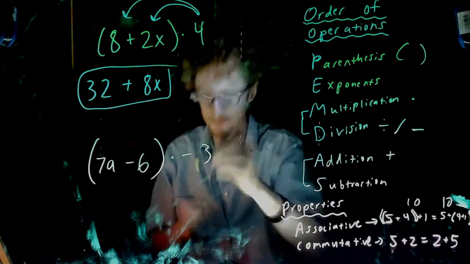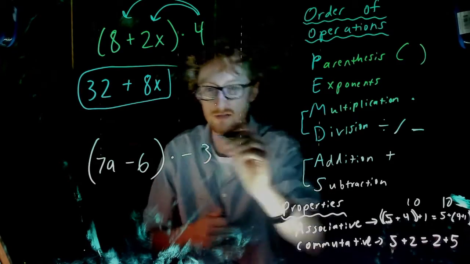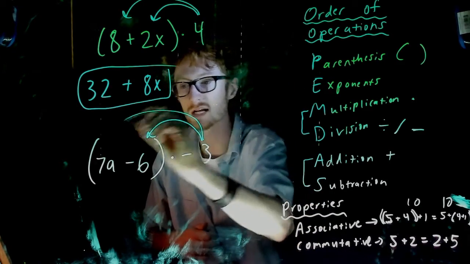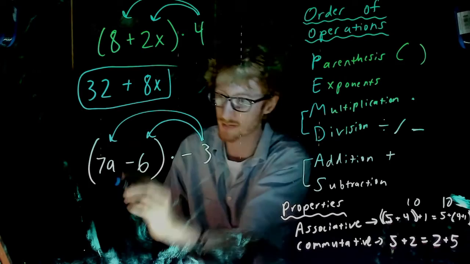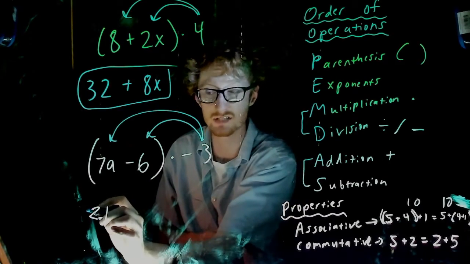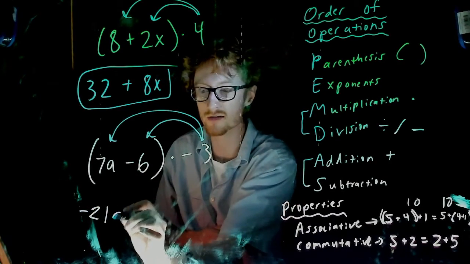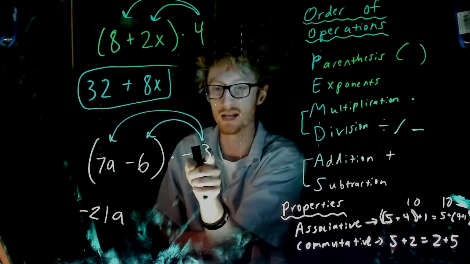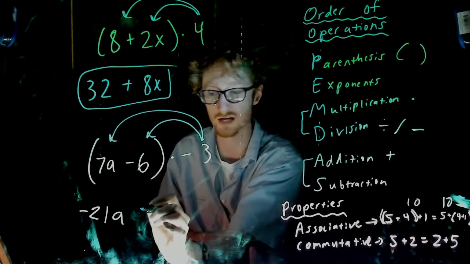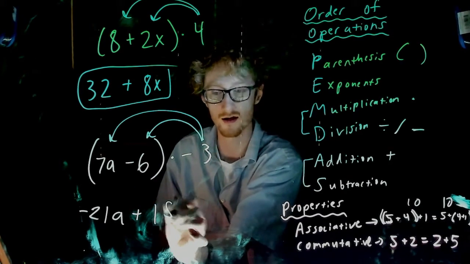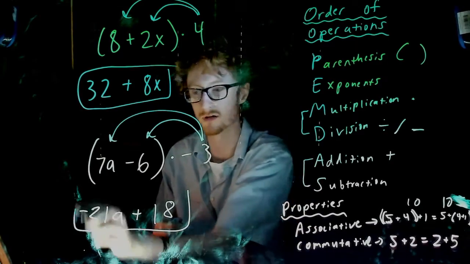So again, we do the same thing. We're going to distribute that negative 3 in. So let's do negative 3 times 7a. Well, 3 times 7 is 21, and because of that negative, it's a negative 21. And because of that little a there, we're going to shove a little a right there. Negative 3 times negative 6, two negatives make a positive 18. Simple as that. Just as simple as that.